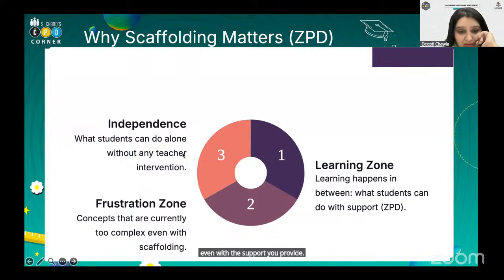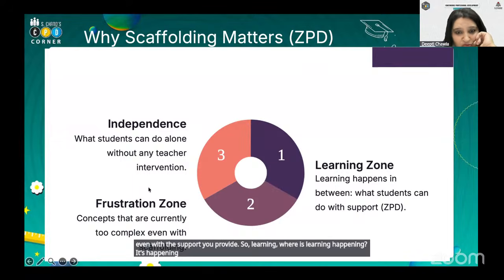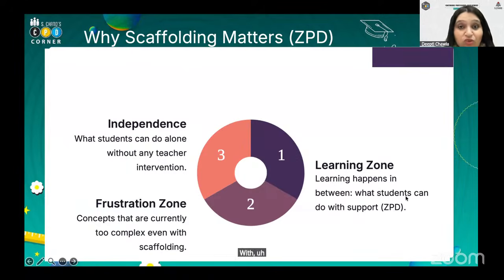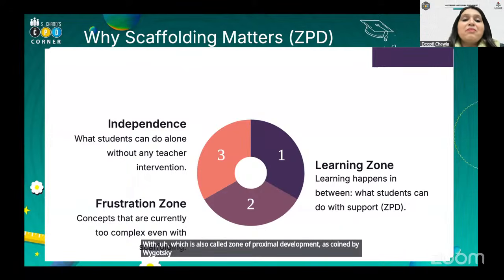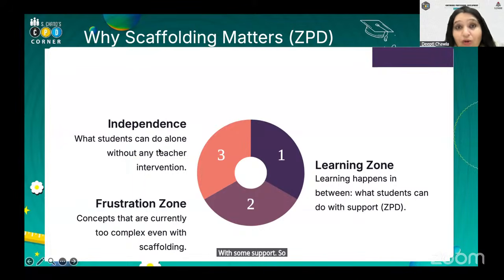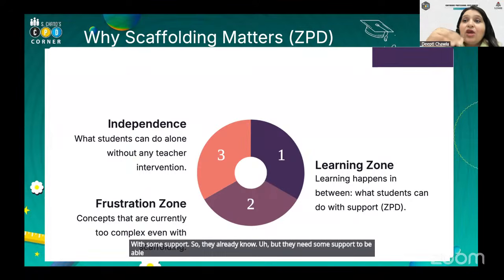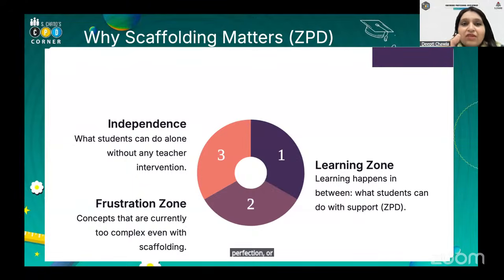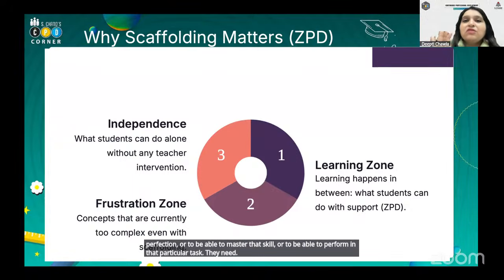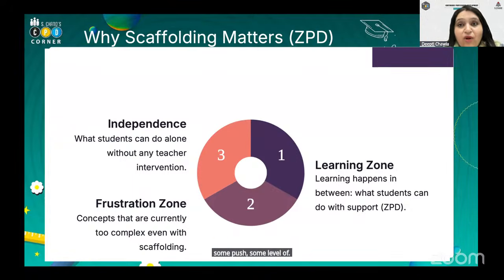So where is learning happening? It's happening between these two zones, which is also called the zone of proximal development, as coined by Vygotsky, where students manage with some support. So they already know, but they need some support to be able to reach and arrive at perfection, or to master that skill, or to perform in that particular task. They need some push, some level of support from your side.